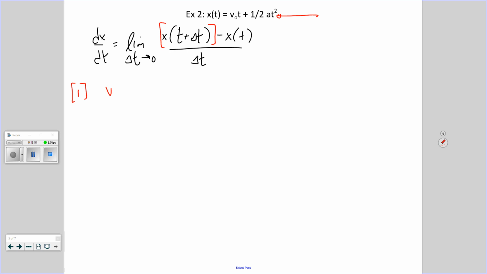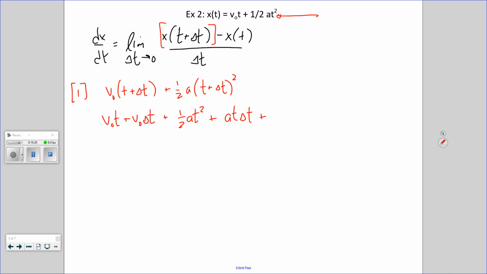So we get v naught (t plus delta t) plus 1/2 a (t plus delta t) quantity squared. All right, that's going to give us, distribute, v naught t plus v naught delta t plus, let's FOIL and distribute the 1/2 a, 1/2 a t squared plus 1/2 a times 2 t delta t. So that's simply a t delta t plus 1/2 a delta t squared. Well, this part is simply the expression that we start with.